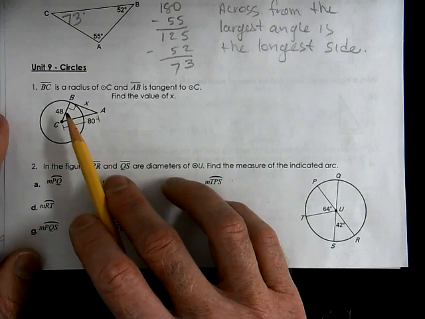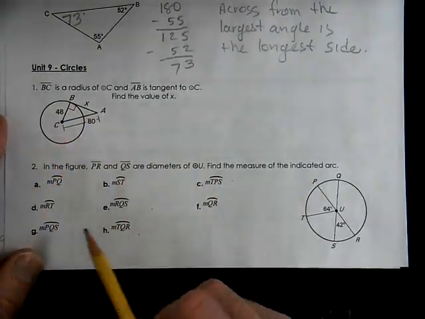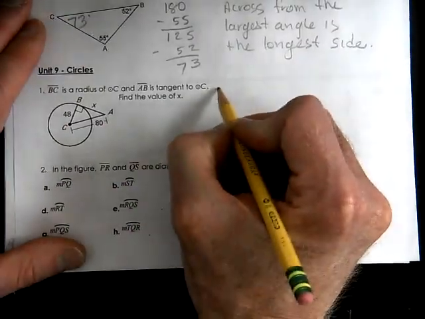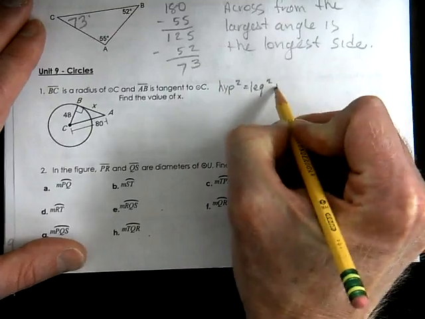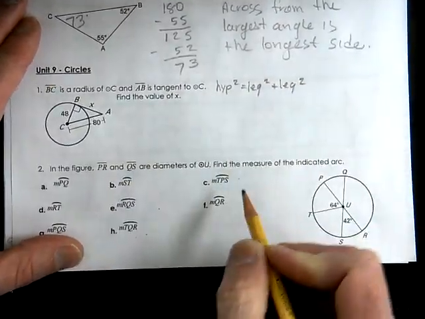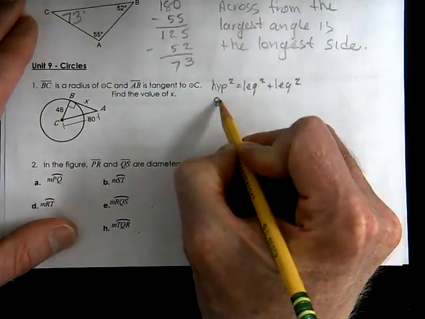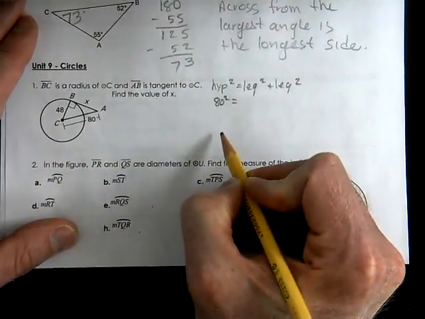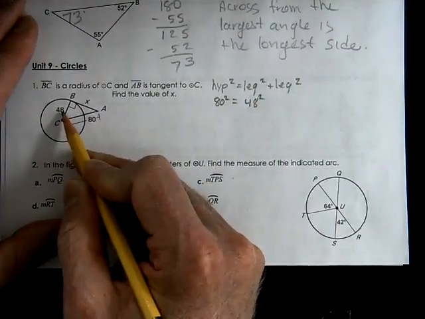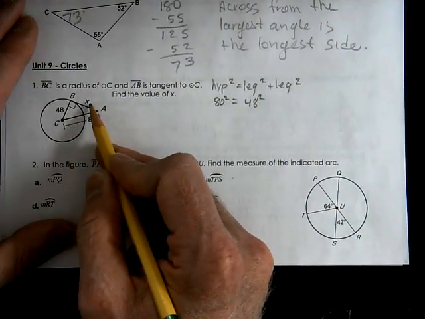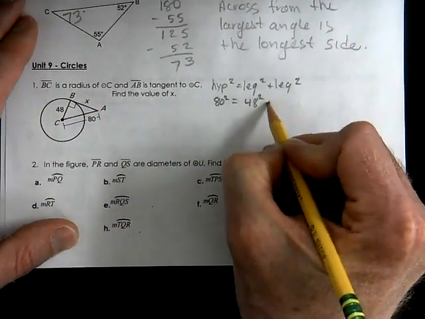A tangent is always going to be perpendicular to the radius of a circle at the point of tangency. So we're going to set this up as hypotenuse squared equals leg squared plus leg squared. We know two sides of our right triangle. We're looking for the third side. So we have 80 squared. We have 48 squared. And the other leg, the perpendicular sides of the legs, is the x.